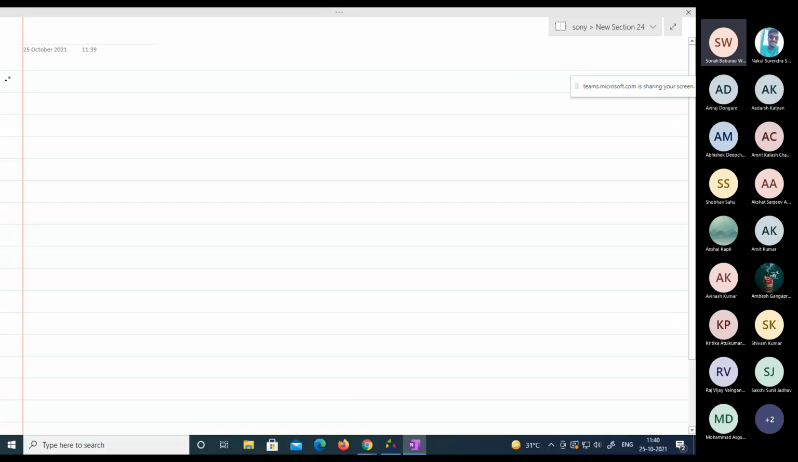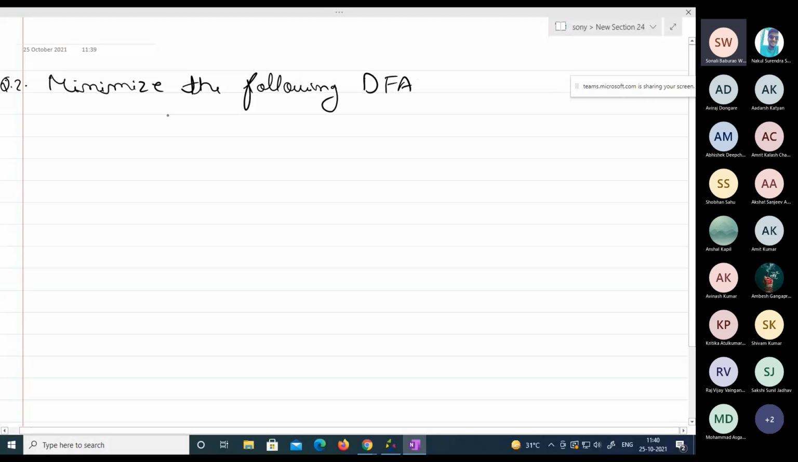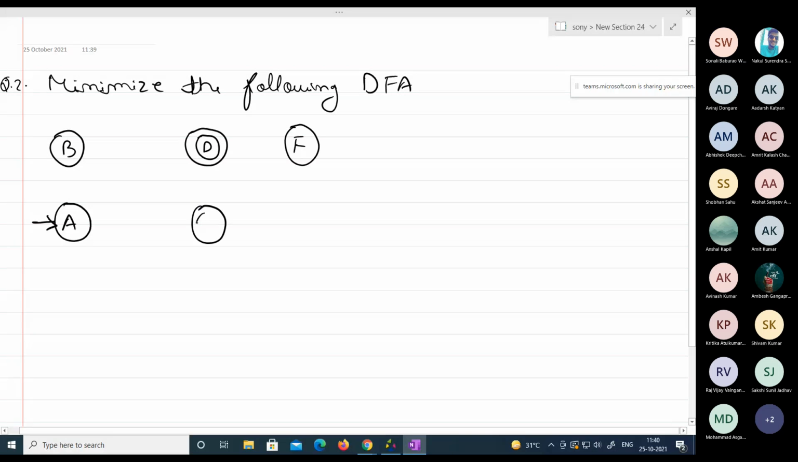We have the second question over here: minimize the following DFA. Okay, this DFA is given to you. You have A, B. A is my initial state. Now here we are taking more than one final state. Just observe that there can be more than one final state.